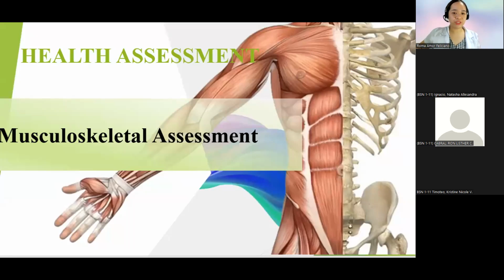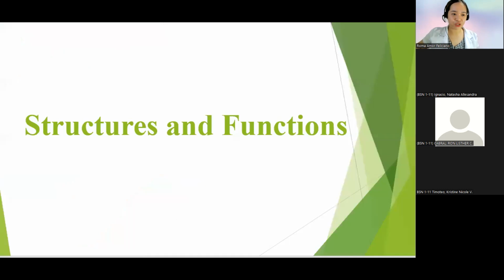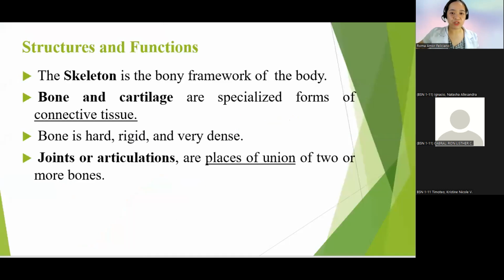Okay, for the musculoskeletal assessment, let's start with the structures and functions. The skeleton is the bony framework of the body. So ano yung framework? Ibig sabihin, ito yung nagbibigay ng structure, no? Parang sa building, parang ito yung mga bakal-bakal na nakikita natin. So wala siyang magiging form, ang katawan natin walang magiging form unless meron kang skeleton. Because of our skeleton, kaya nga 'di ba merong mga bony features, meron kang makikita ng mga pangahan or merong mga cheekbone, that is because of our bony framework.